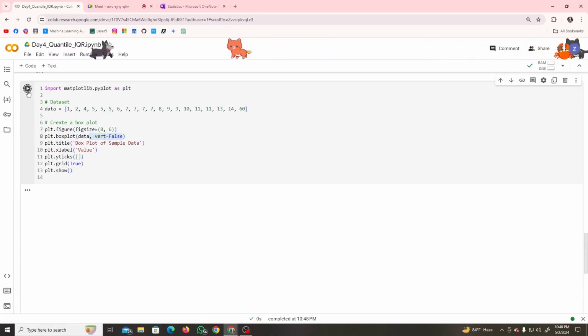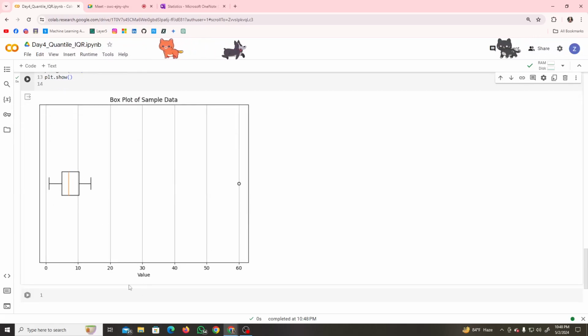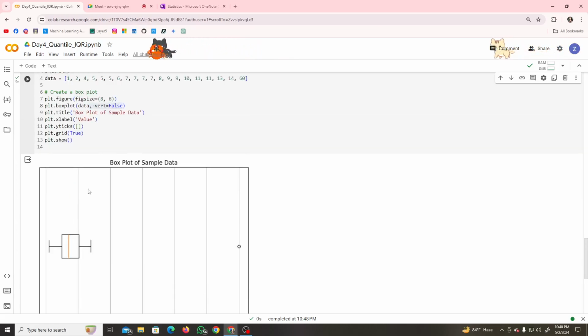I think this way looks better. So you see, at the spot of 60, we get the data point, which is our outlier. And here is our minimum value, here is our maximum value, and this is our median value, and this is the Q1, quartile 1, and this is the Q3, or quartile 3.